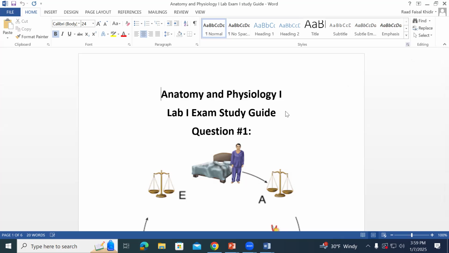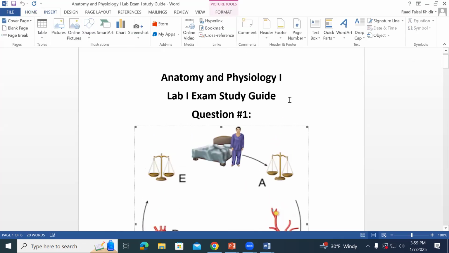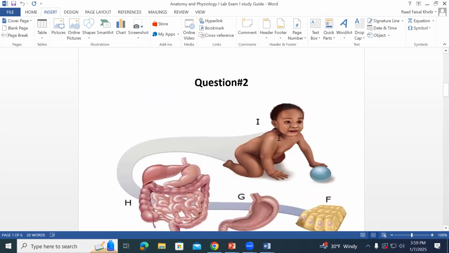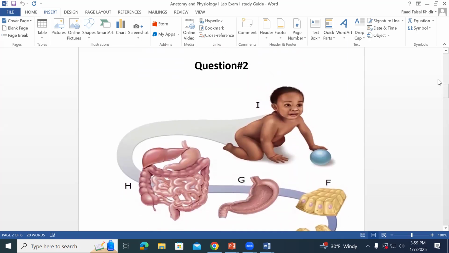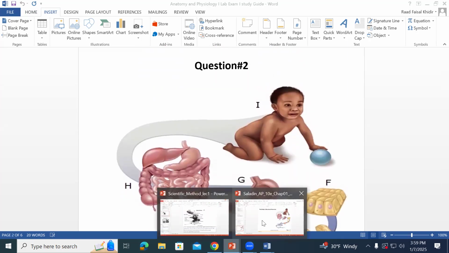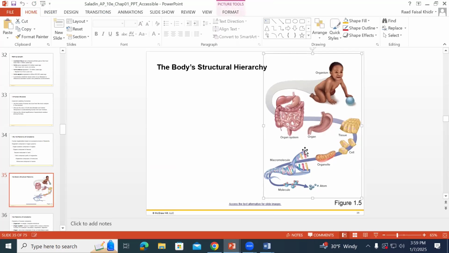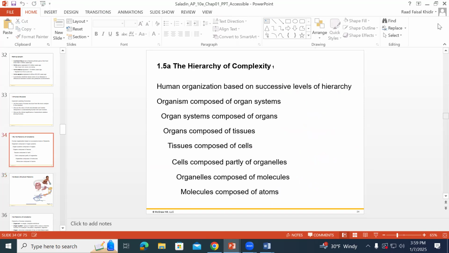Okay, can you please look? That's an example of the lab one exam study guide. Look at this question and this figure. This is figure 1.5 in the textbook. What you're going to do is go to the study guide and you're going to see.